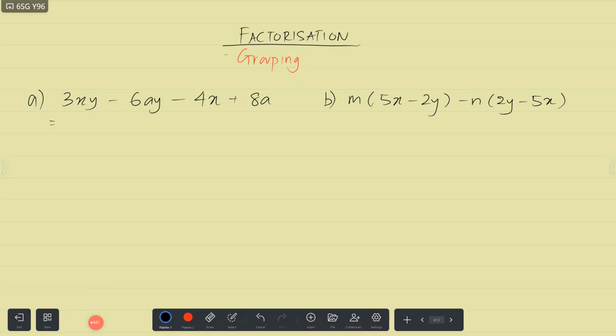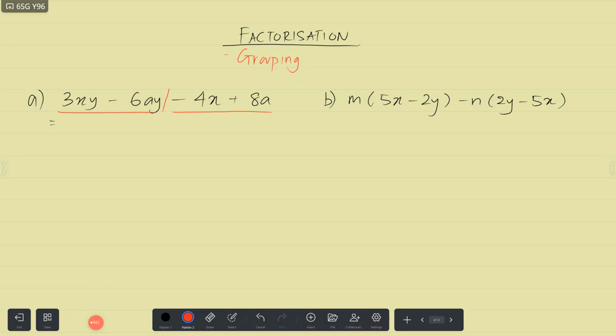Alright? So in part A, what we have is 3xy minus 6ay minus 4x plus 8a. This is the full-fledged expression for you to do the grouping method. So the first step for this method is to inspect your first two terms, and then inspect your second two terms. What do we inspect for? We are inspecting for a common factor. It doesn't matter what's a common factor. It can be a number, combination of number and letters, or just a letter.